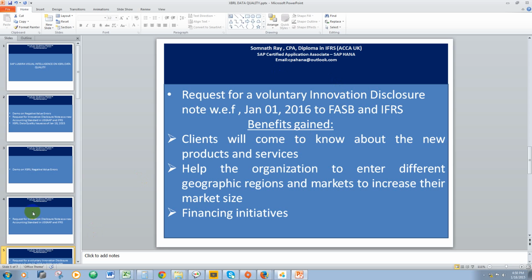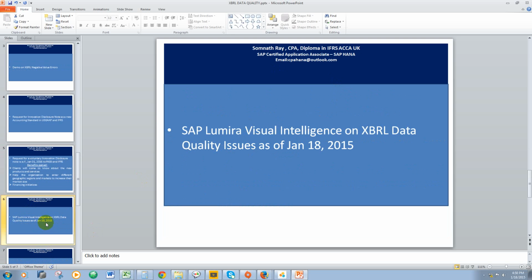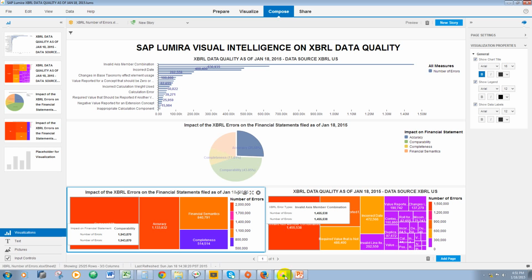So let us move over to the next topic, which is basically the presentation of XBRL data quality issues as of January 18, 2015, and we are going to do it through the SAP Lumira Visual Intelligence dashboard. So we are looking at the SAP Lumira Visual Intelligence dashboard on XBRL data quality, and this is as of today, that is January 18, 2015.